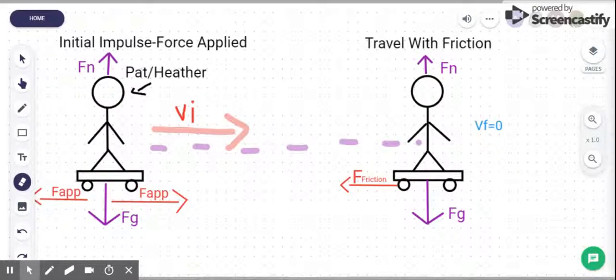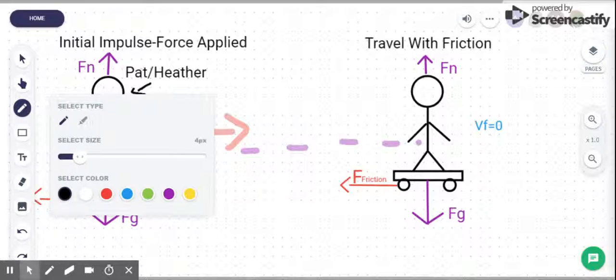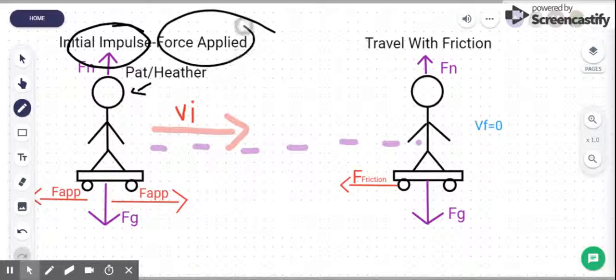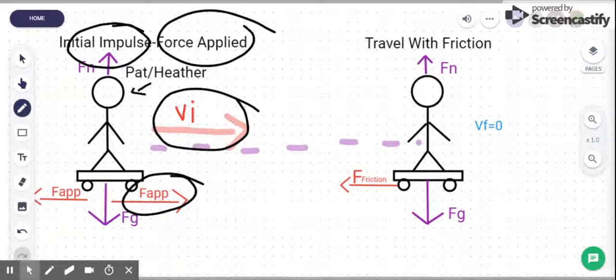To find the coefficient of friction, the first part is to deal with the initial impulse, which is caused by the force applied by the skater. Forces acting on the skater in this initial part are the force applied that will cause the skater to move at an impulse velocity, the normal force, as well as the gravitational force. The impulse velocity is equal to the initial velocity when the skater starts moving.